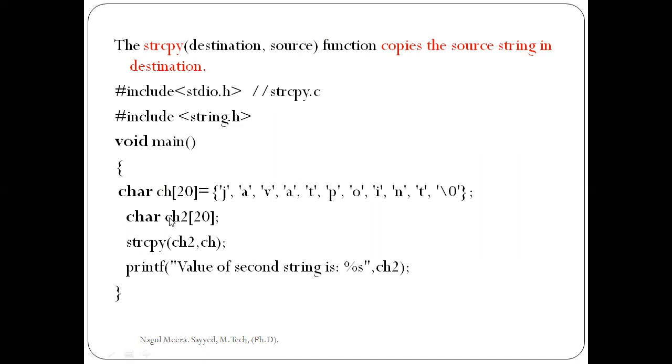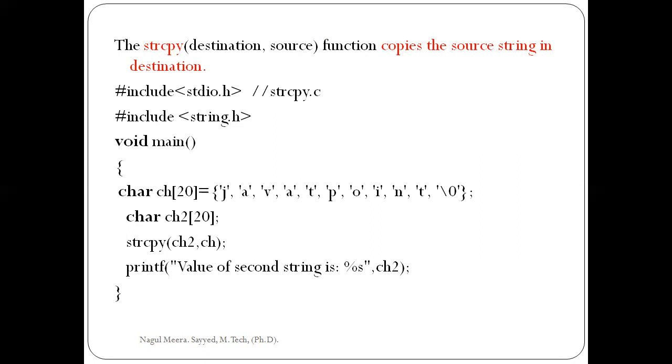char ch2[20]. So this is my empty string I am defining. Why? Because the string ch is copied into my ch2, using this function, that is strcpy of ch2 comma ch.